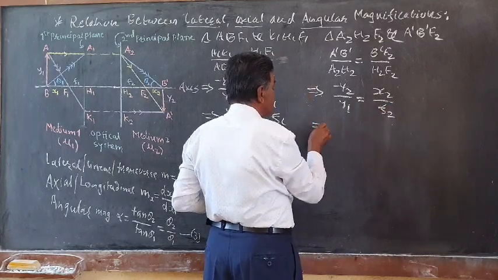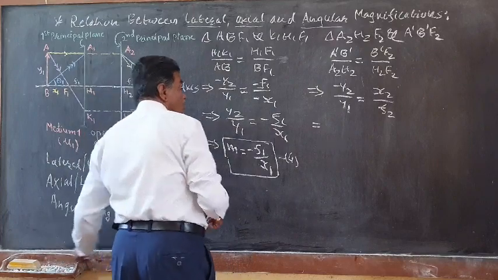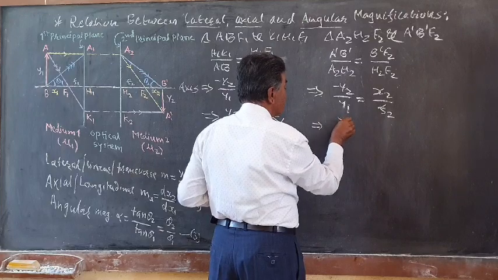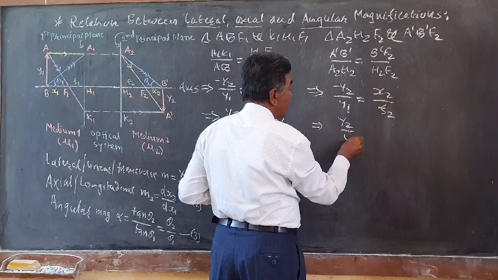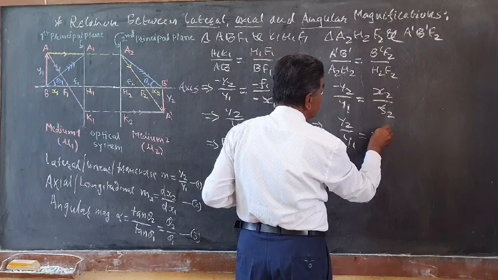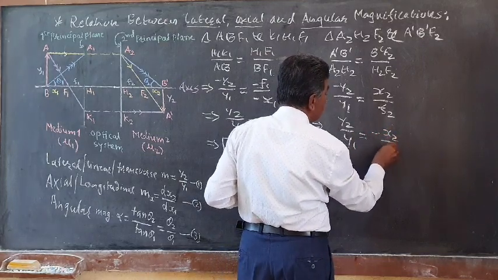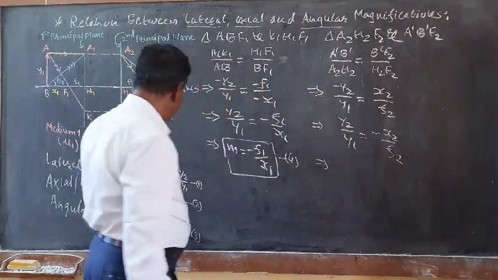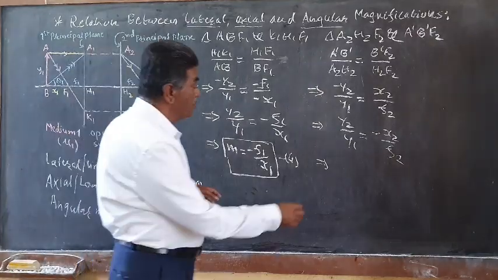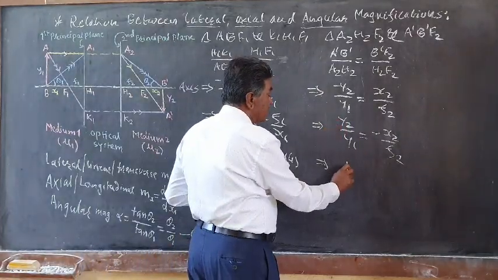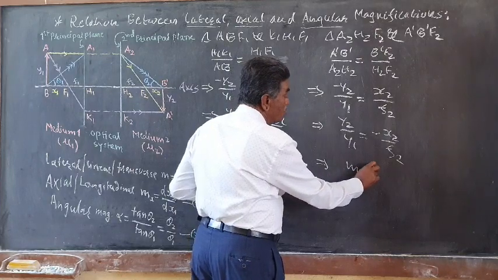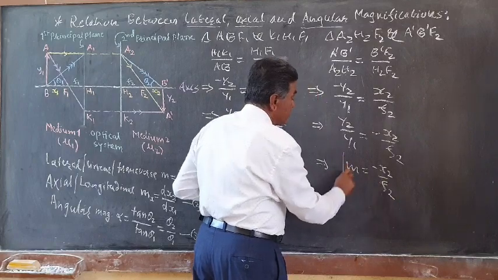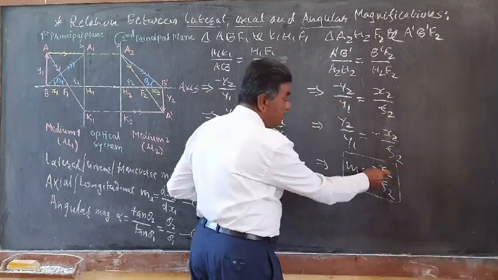So this will be equal to, we will take the minus sign to this side, minus y2 divided by y1 equals minus x2 divided by f2. And y2 divided by y1 is nothing but the definition of lateral magnification. So we can write that the lateral magnification m will be equal to minus x2 divided by f2. This is another definition of the lateral magnification in terms of the image parameters.